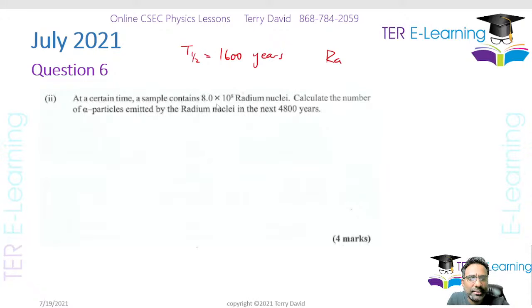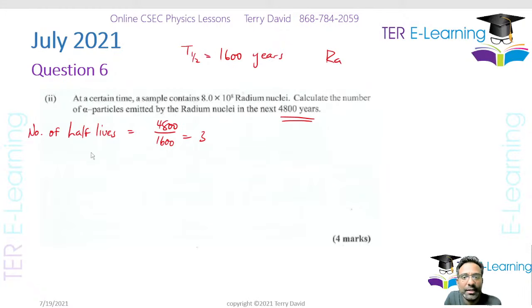At a certain time, so this is my initial amount of atoms. Calculate the number of alpha particles emitted by the radium nuclei in the next 4,800 years. So this 4,800 years, we need to figure out how many half-lives we have here. That's the first thing we need to do. So the number of half-lives is going to be 4,800 divided by 1,600, and that is actually equal to 3 half-lives. So let's start off with this amount of radium nuclei. That's how much we have initially.